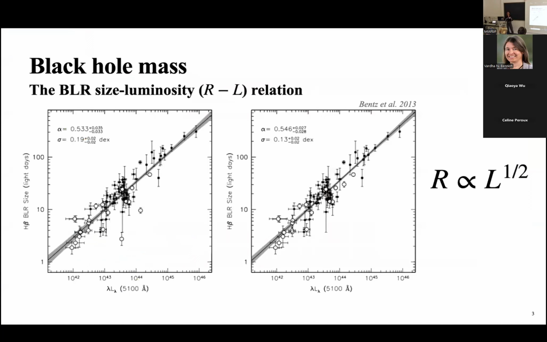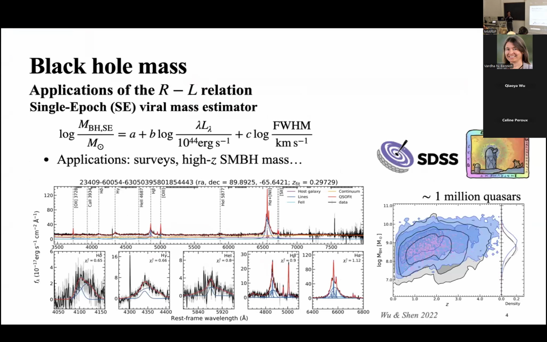With the reverberation mapping method, we find a very beautiful correlation between the distance of the broad line clouds and the continuum luminosity. Here on the x-axis is the optical luminosity at 5100, and on the y-axis is the broad line size. They have a very tight correlation, with the size proportional to the square root of the luminosity. This is very beautiful.